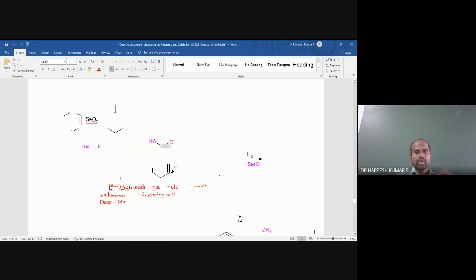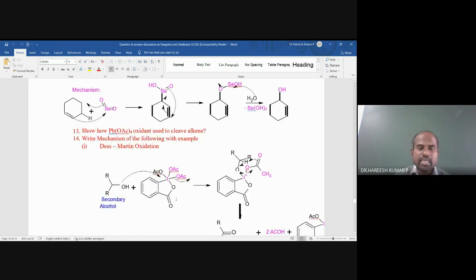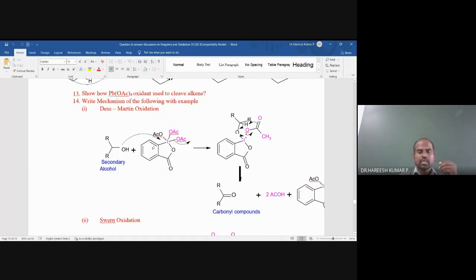I think you know what is Dess-Martin. Dess-Martin is a hypervalent iodine molecule. This compound is called Dess-Martin reagent. So what is the role of Dess-Martin reagent? It will convert a primary alcohol or secondary alcohol into ketone. So what is the specialty about Dess-Martin? Dess-Martin oxidizes the primary or secondary alcohol in presence of other oxidizable functional groups present in a substrate.